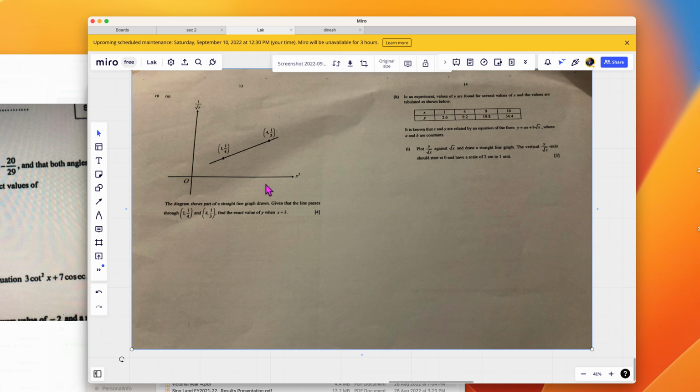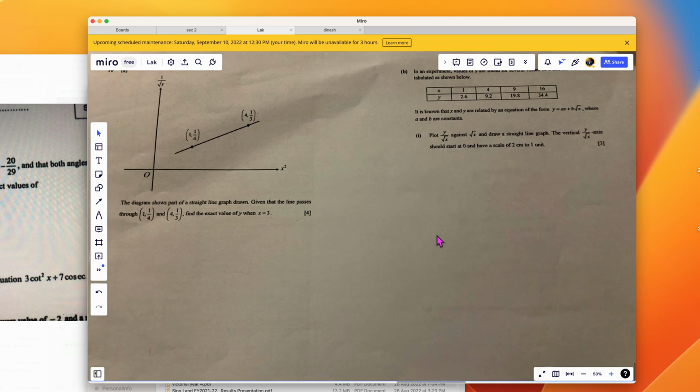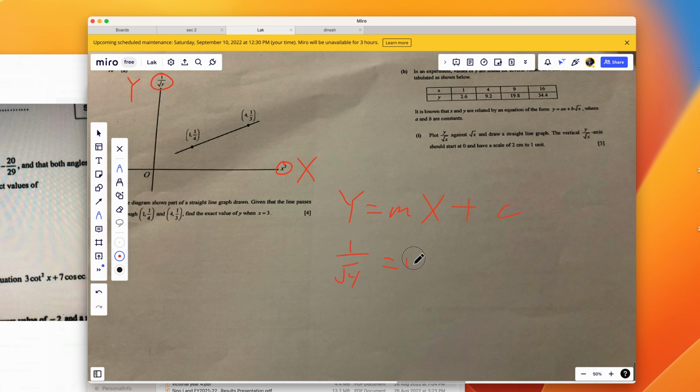Okay, good. So can you see this question over here is linear law. Why? Because can you see that the vertical axis is this one, and the horizontal axis is this x squared. So in a way, this is your big X, this is your big Y. If you follow big Y equals m big X plus C, your big Y is 1 over square root y, m is m, big X is x squared, plus the C.